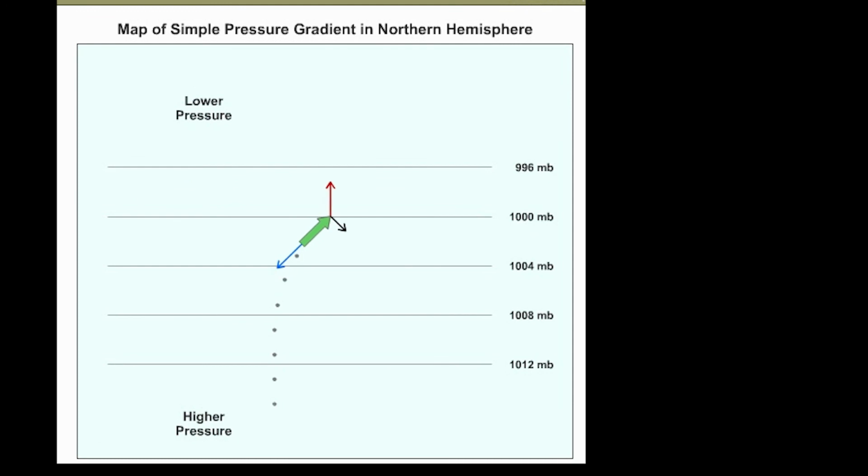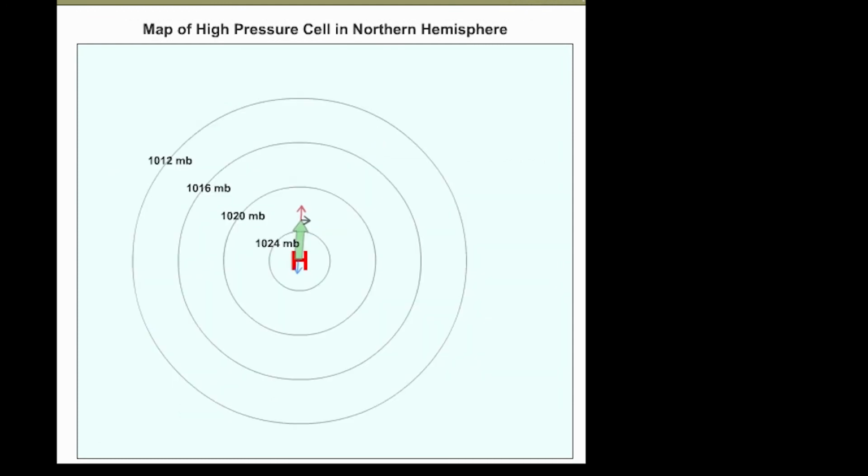So if we have a look at this high pressure cell, the red line is the pressure gradient force, the black line is Coriolis deflecting the air to the right in the northern hemisphere, and the blue line is friction. And you can see there the net effect is, as air moves out of the high pressure cell, it moves towards the low pressure cell in a clockwise direction in the northern hemisphere this time.